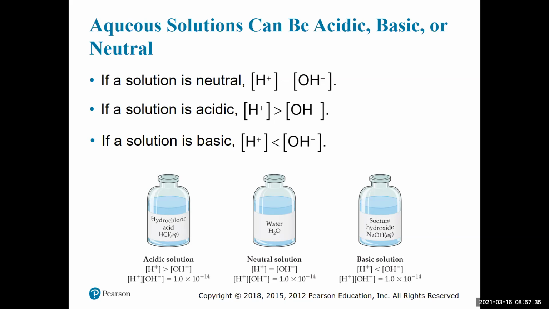So in the examples that we have down below, we have hydrochloric acid, we have water, we have sodium hydroxide. Hydrochloric acid, that dissociates fully. You've got a lot of hydrogen ions there. It's an acidic solution.